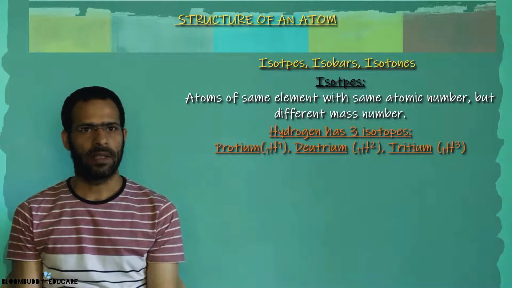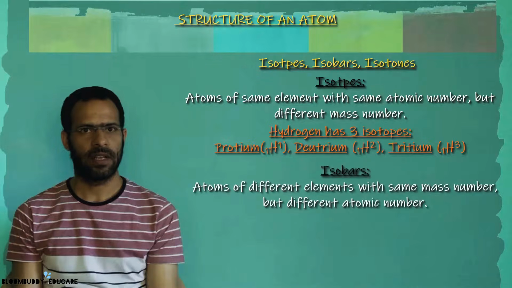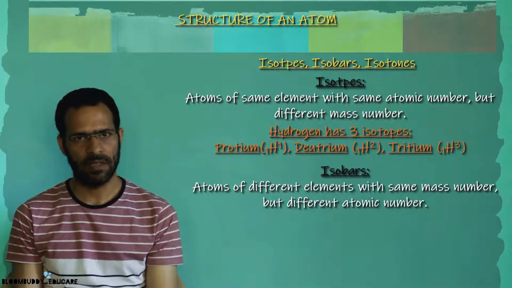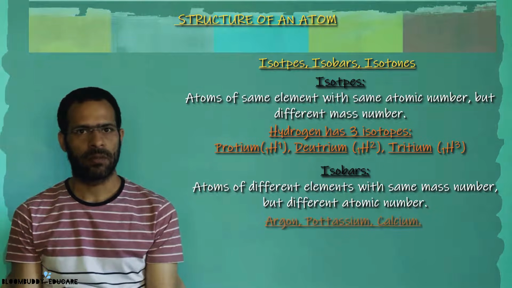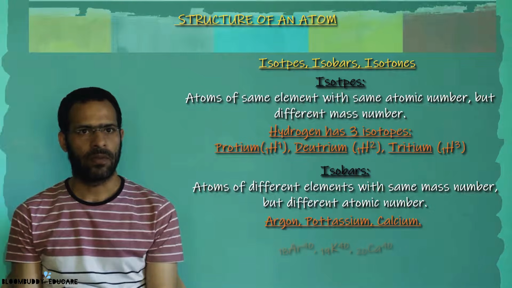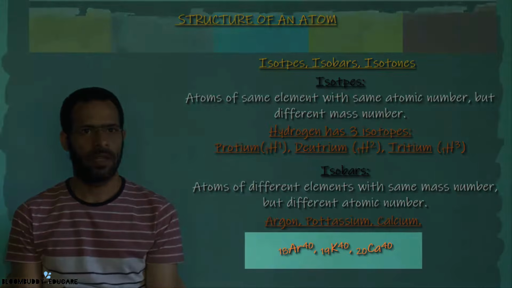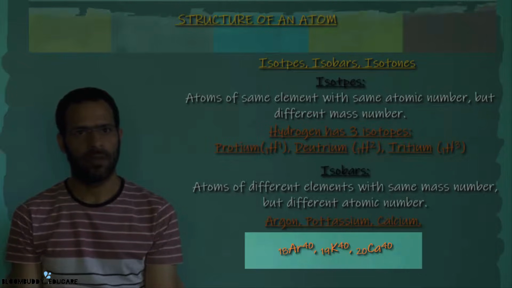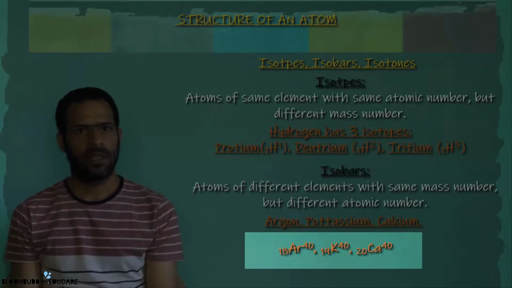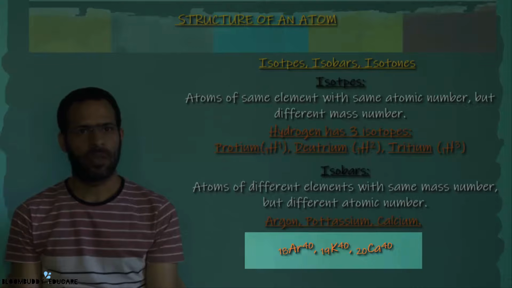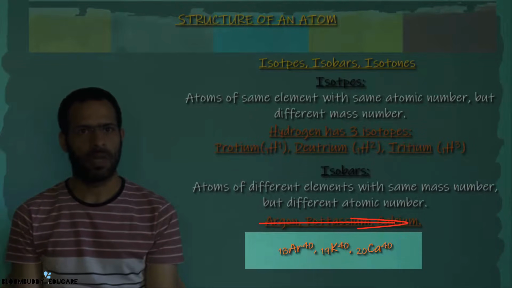Similarly, let's have a look at the isobars. So isobars are the atoms of different elements which have the same mass number but different atomic number. So as an example, argon, potassium and calcium have different isobars. So for example, if we look at the argon, it has an atomic number of 18 and it has a mass number around 40, while in case of potassium it has an atomic number of 19, while the mass number is 40. And in case of calcium, you can see the atomic number is 20, whereas the mass number is again 40. So argon, potassium, calcium are all isobars because they have the same mass number but different atomic numbers.